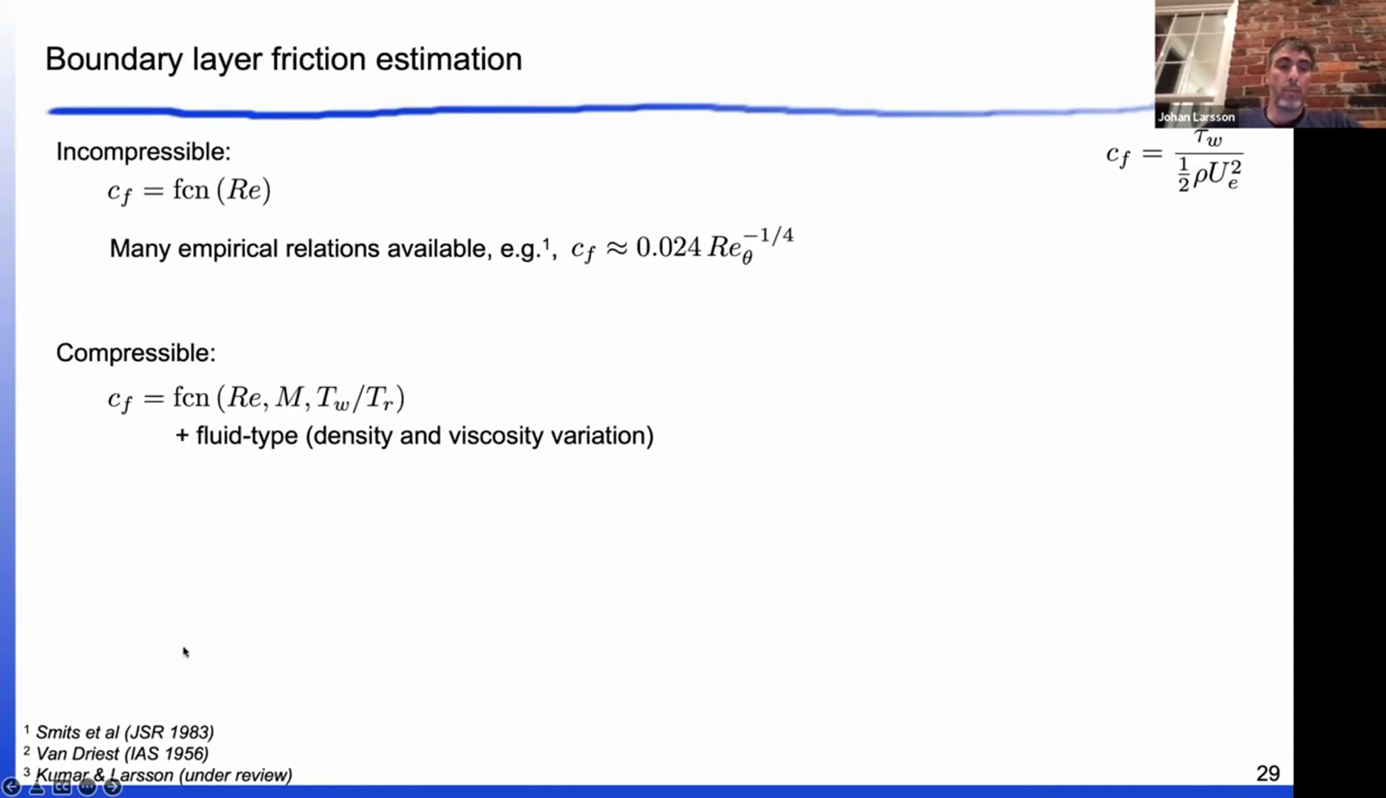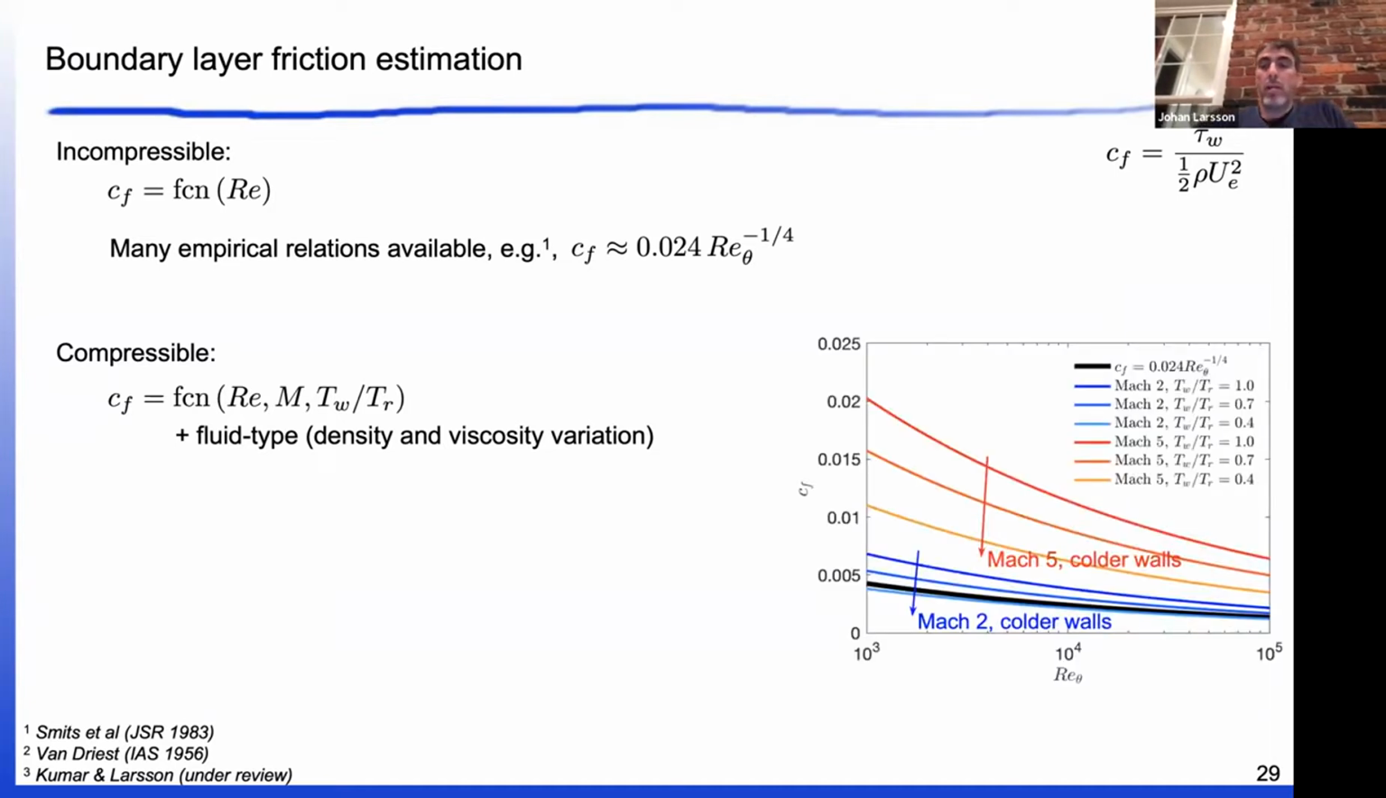This is all work done by my student Vedant Kumar. The idea is, if you're in an incompressible flow, if you tell me the Reynolds number, I can use any type of power law to estimate what the skin friction coefficient is going to be. That's clearly extremely useful. And as you hopefully agree by now, if you're in a compressible case, then it's not just the Reynolds number. You also need to tell me the Mach number, the wall temperature, and some details about the type of fluid.